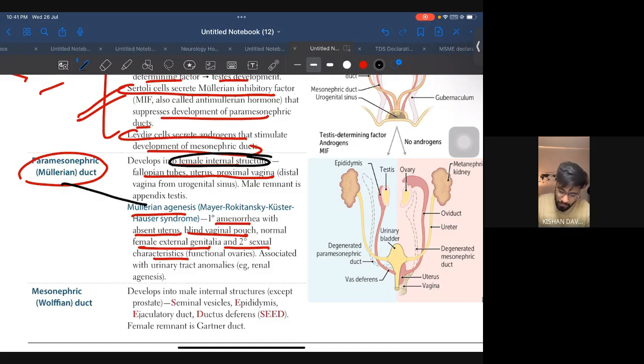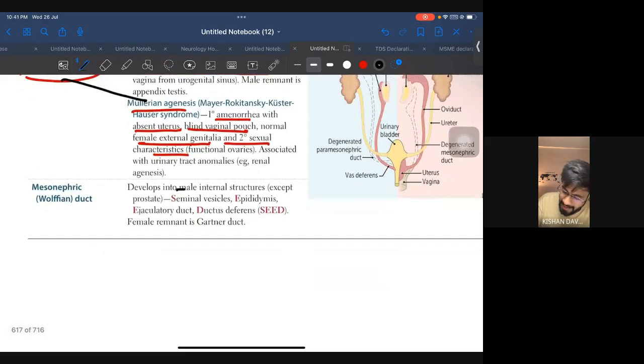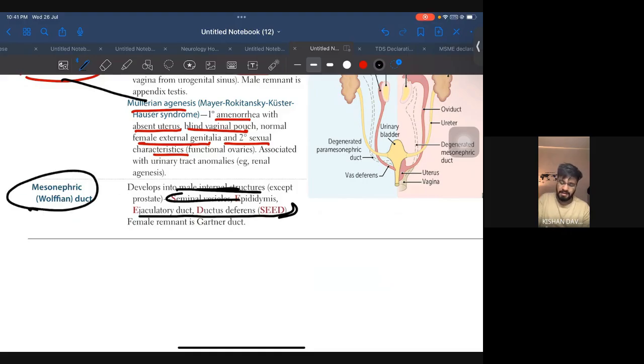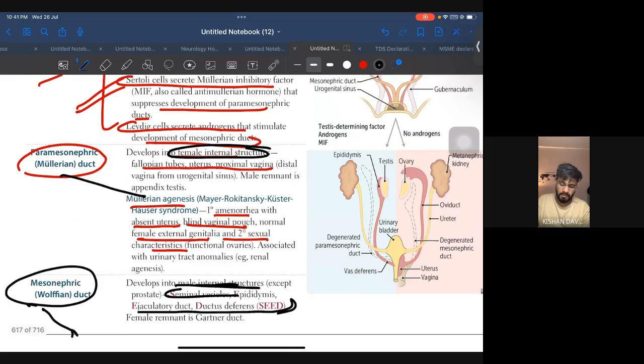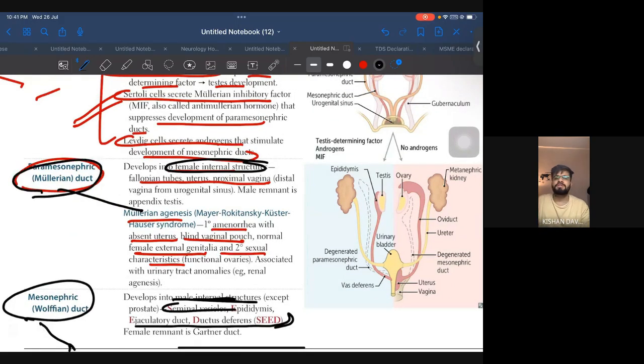Okay, coming to mesonephric duct, develops into male internal structures, so seminal vesicles, epididymis, vas deferens, and so on. So now what they ask here is, if there is an agenesis of mesonephric duct, what all structures will not be found. In paramesonephric duct, what all structures will not be found.